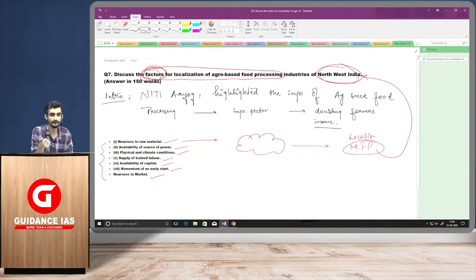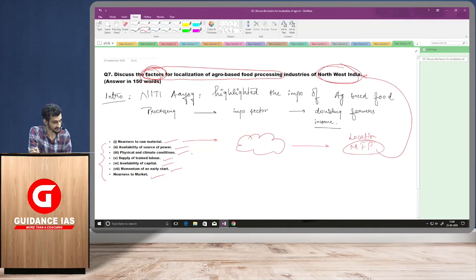Then availability of source of power. You know that Punjab, just after the Green Revolution, has been provided with increasing electricity subsidies by the government. So there are institutional mechanisms which are already in place in this region. Indira Gandhi Canal is there.